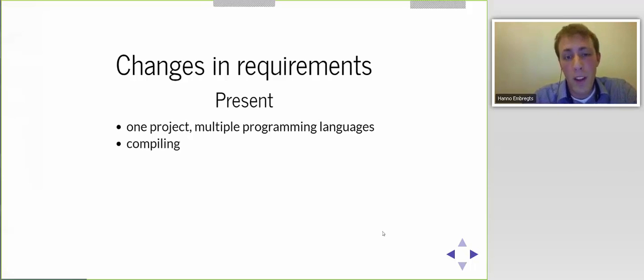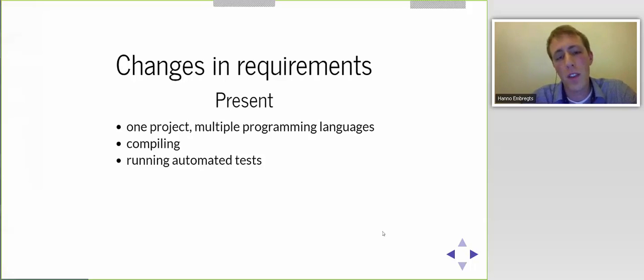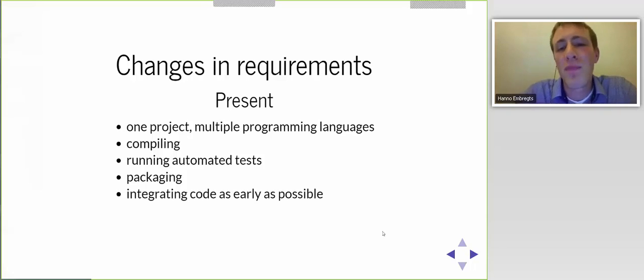Well, compiling remains. We still have to compile. We can get around that. On this one, I already told you, running automated tests is very important to ensure the quality of our software. Packaging also remains. We still need to distribute our software. And also, when we change a few lines of code, it's very important that we integrate this as early as possible to spot some bugs.